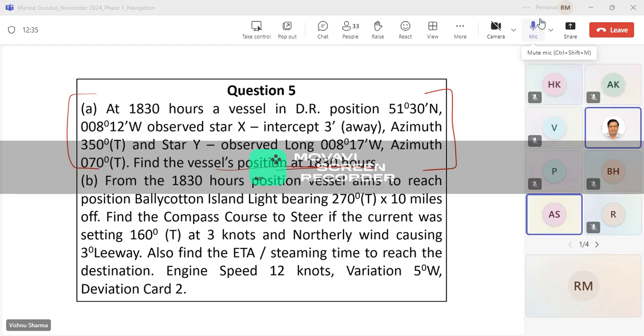Both are intercept. Yes, sir. Read again: intercept and long by chron, or intercept. Long by chron and intercept, sir. Two positions.